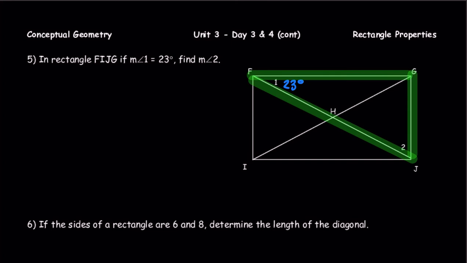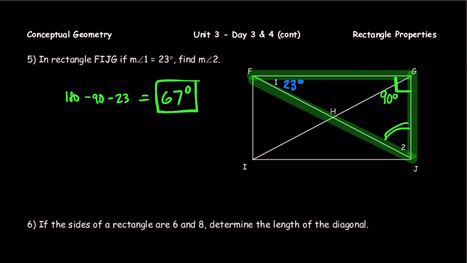Well, it's a rectangle. So what you know is that this angle right here is 90 degrees. So in my green triangle, if I want to find angle 2, all I have to do is take 180 minus 90 minus 23. All right, and that's going to be 67 degrees. Many other ways to find it. That's just the quickest.